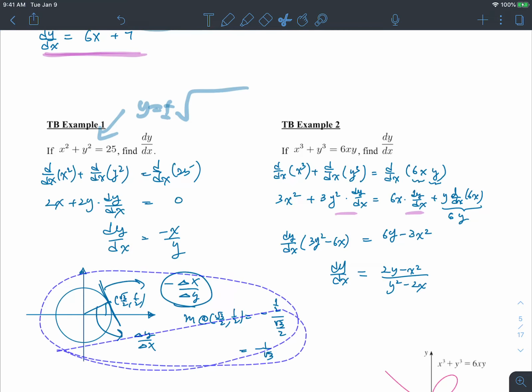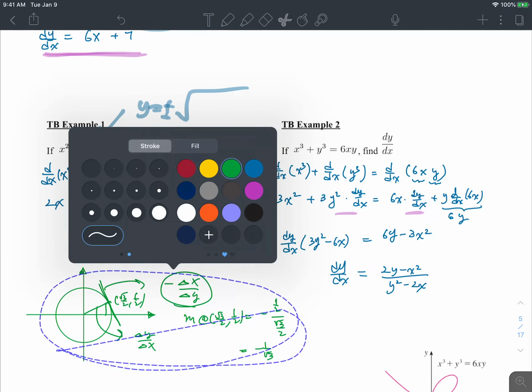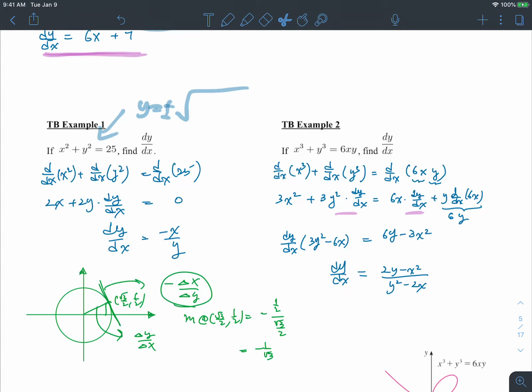Anyways, let me change color so that it kind of stands out a little bit. Make it green. Okay? All right. So part TB says for textbook, example 2. Anyways, when you differentiate that, that's just 3x squared. And that's just 3y squared dy/dx. Using the product rule, I'm just putting 6x as the quote-unquote first term. And we end up with this right here, guys. We're going to put dy/dx on one side, everything else on the other. And when we do that, dy/dx turns out this way.